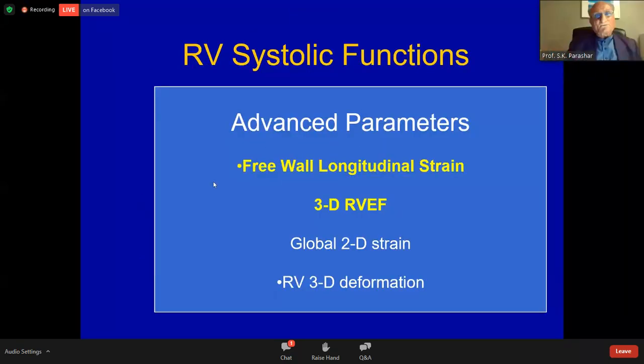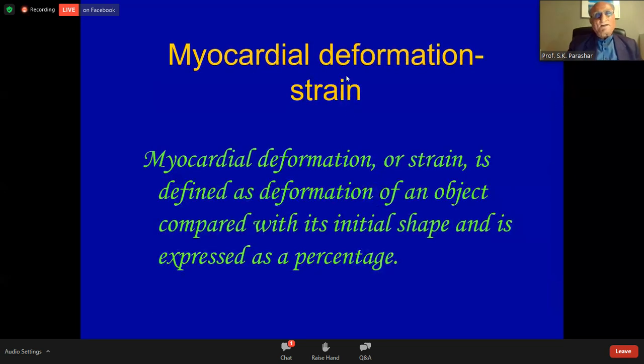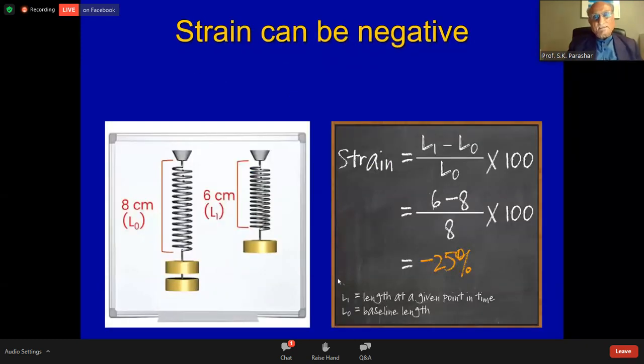These are some of the basic parameters which we normally determine. Now some of the advanced parameters: myocardial strain is defined as the deformation of an object compared with its initial shape and is expressed as a percentage. For example, here you see the length at a given point of time and this is the original length. Because there is a shortening of the length, it gives a minus value. So this is how you calculate strain imaging.